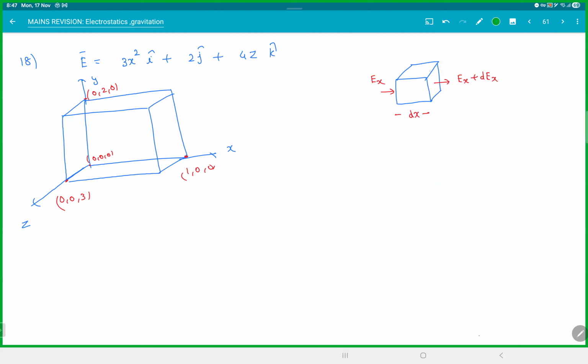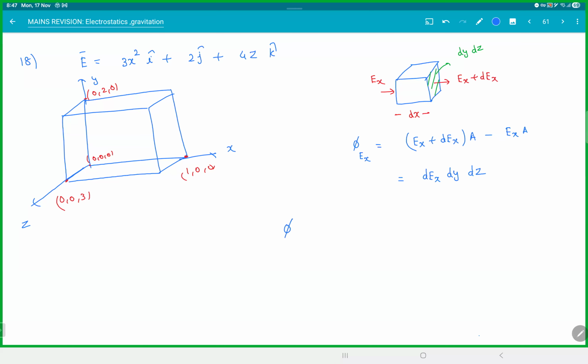So which area should you take? You should take this area, which is dy into dz. So flux only due to Ex will be Ex plus dEx times area minus Ex into area. The Ex term will cancel. You end up with dEx and area will be dy dz. This is the flux inside that small cube, right? Due to dx, dy and dz.